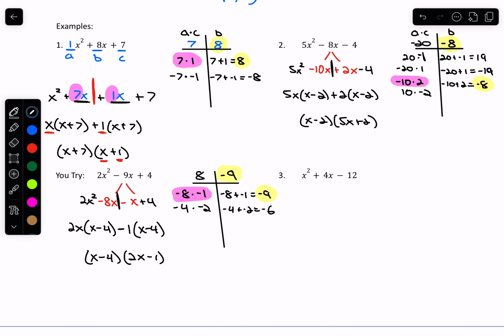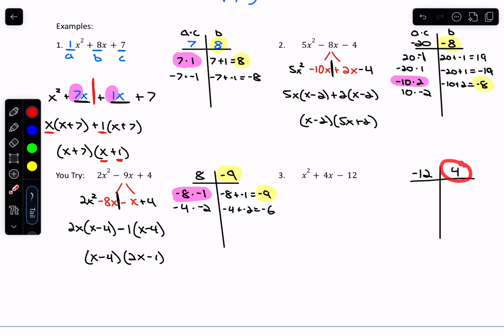All right, problem number 3. We're going to make a t-chart. A times C is 1 times -12, so that's -12, and the B term is 4. Notice in this case, my AC term is negative, but my B term is positive. When you're in this situation, where AC is negative and B is positive, you're going to be multiplying two numbers together where one is positive and one is negative. Because it's a negative AC term, that means one of the two factors has to be negative.